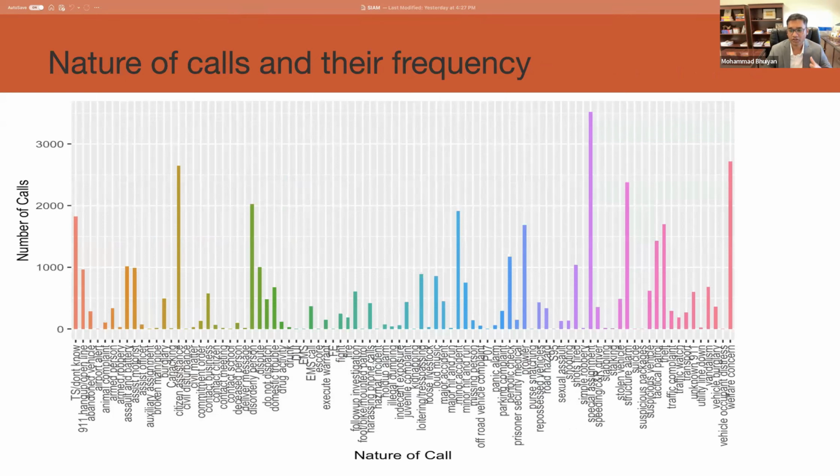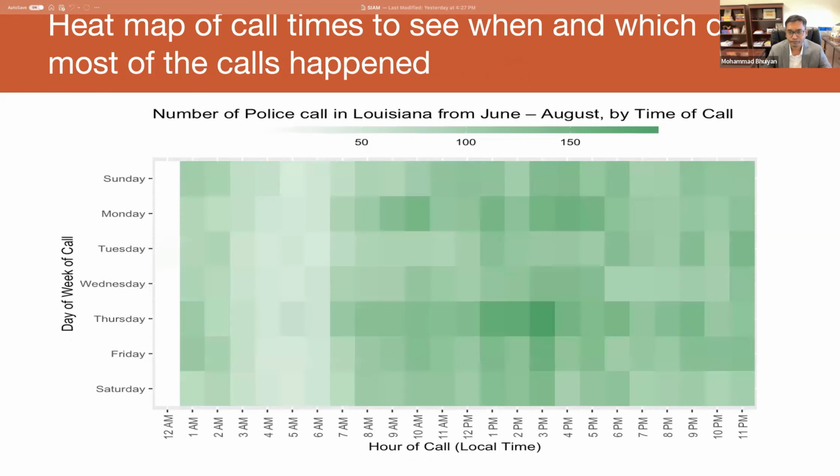These are different natures of calls that they get. Some of them are, as you can see, special assignment. They didn't actually tell us what kind of assignment that one is. Maybe domestic violence, maybe some other things, we don't know. But you can see there are a couple of different kinds of violence that they're getting calls for. But it was not our main target what kind of calls they got.